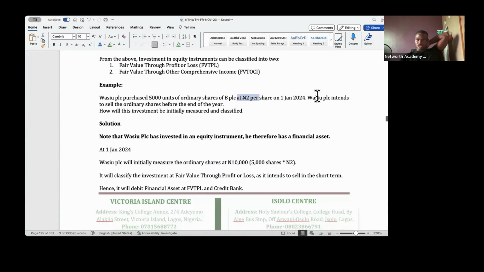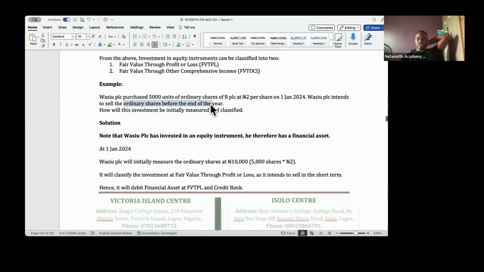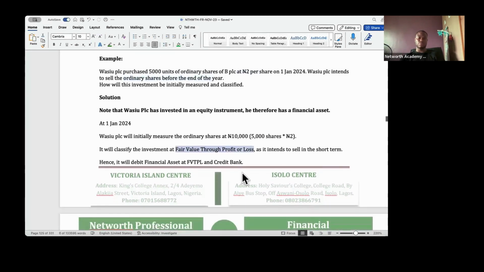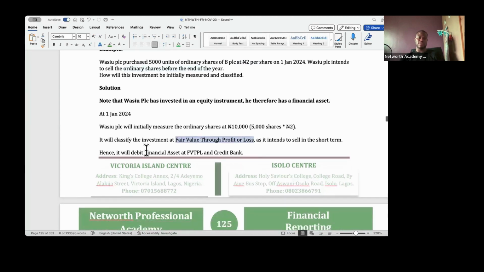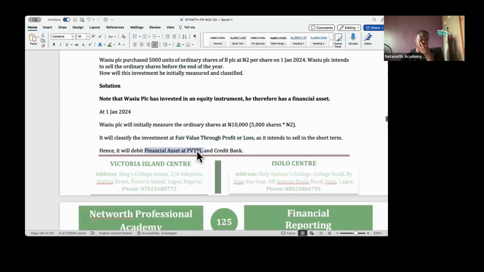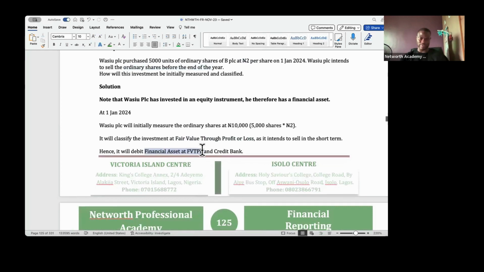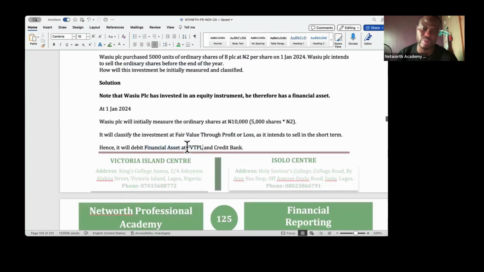And since we're told that Wasu intends to sell it before the end of the year, that means it is holding it for the short term or for trading. So Wasu will classify the investment at fair value through profit or loss. And so in your books, you simply debit, we call it financial asset at fair value through P&L. That's how that account name will be called. So when I see at fair value through P&L, I will simply know that this financial asset is held for the short term. That means these shares this company has bought are for the short term. And of course, they will credit bank because they are investing, they are parting with money.